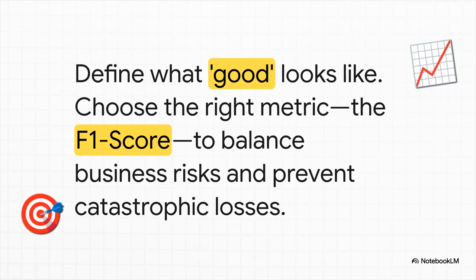Now, before anyone writes a single line of code, this is where you, the product manager, come in. Your first and most important job is to define what good actually looks like. For our loan predictor, think about the business risk. If we miss someone who's going to default, a false negative, that's a huge financial loss. Catastrophic, really. But if we accidentally flag a good customer for review, a false positive, that's just an inconvenience. So the stakes are not equal. That's why we picked a technical metric, the F-score, that directly aligns with our business goal. Find as many of the real defaulters as we possibly can.